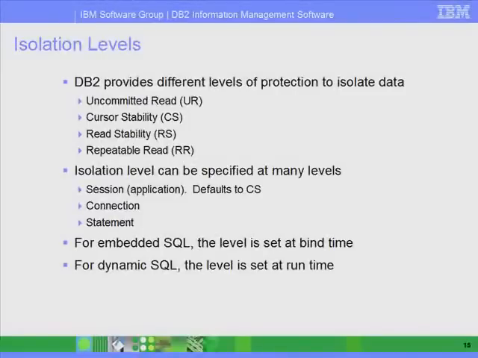Now within locks we have what are called isolation levels. You can think of isolation levels as policies on how you want DB2 to work with the locks. There are different isolation levels, and their names are similar to the problems that we were seeing before. We have uncommitted read, or UR, also known as dirty read, cursor stability, or CS, read stability, or RS, and repeatable read, or RR.